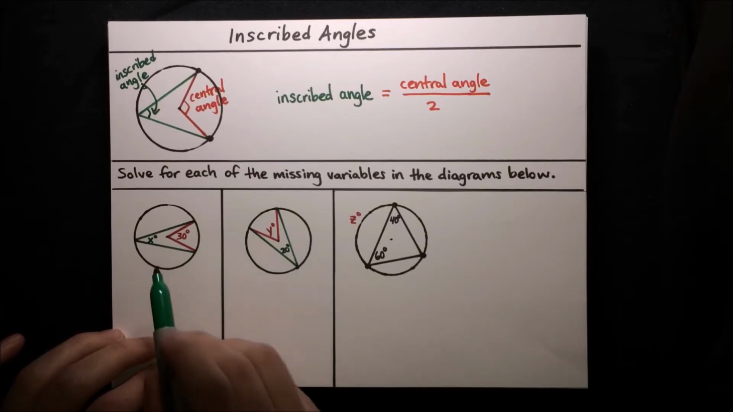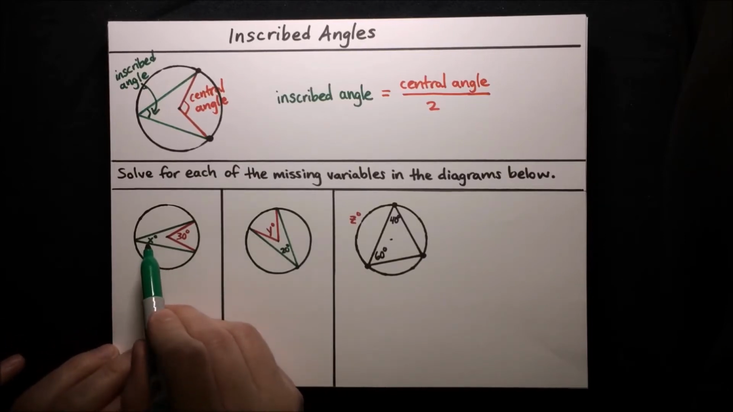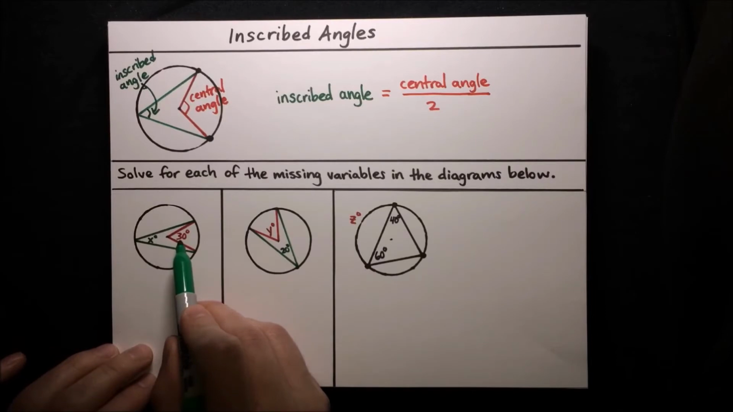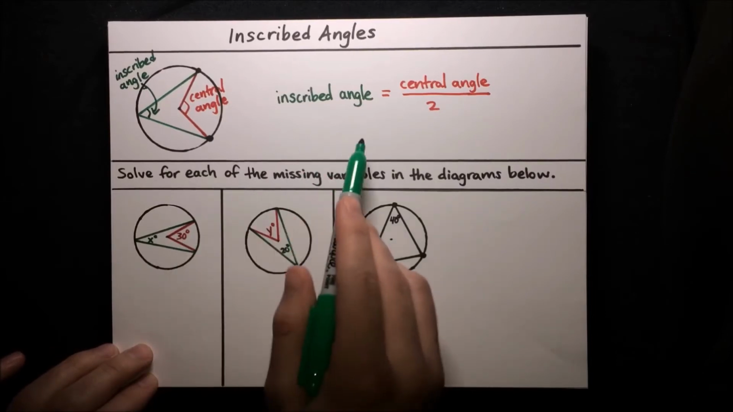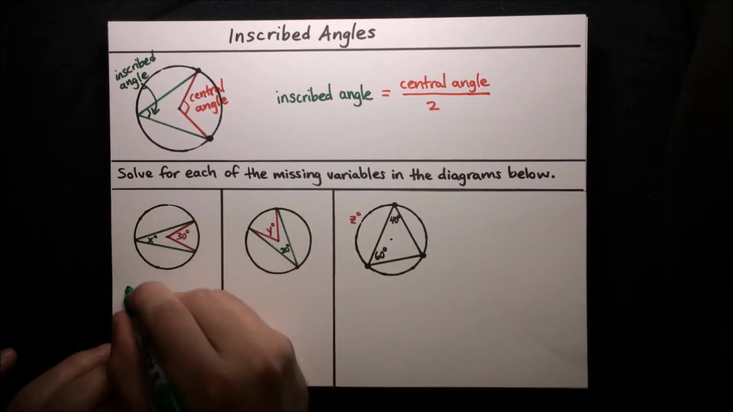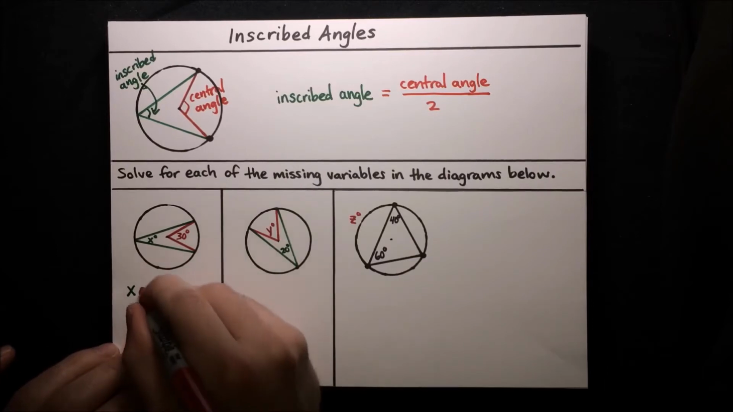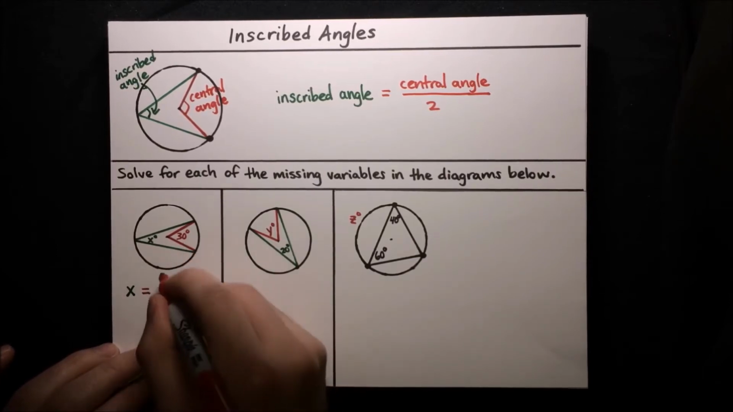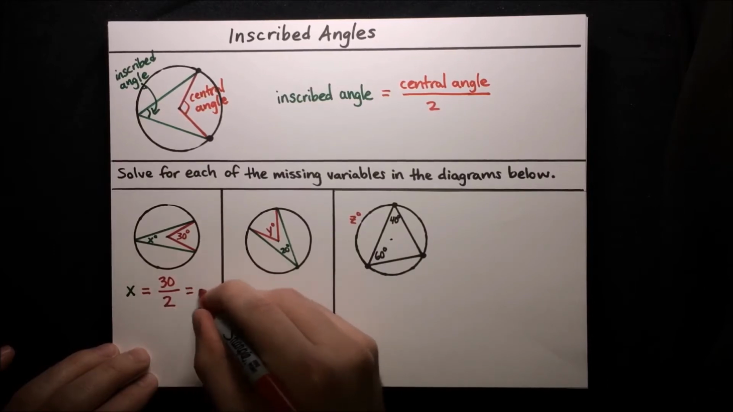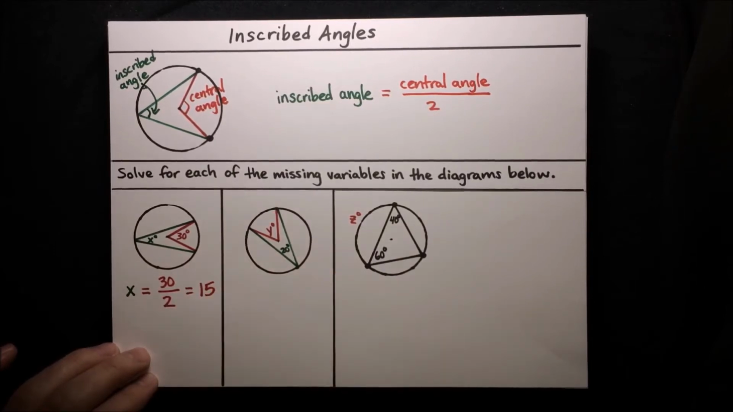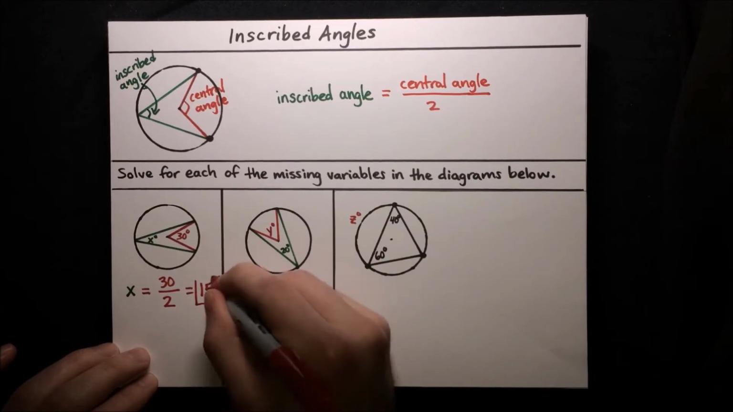First of all, we've got this circle here, we've got an inscribed angle of x and a central angle of 30 degrees. So we'll just go ahead and apply this formula. The inscribed angle, x, is equal to a half of the central angle, so a half of 30. And a half of 30 is just 15. So there we go, x is 15.